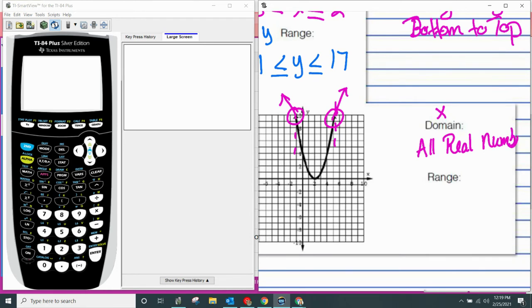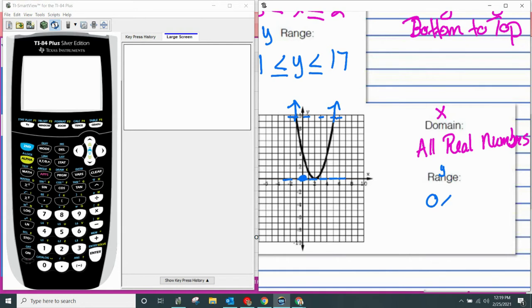All real numbers. Okay, so I'm going to erase a little bit so we can see where I made a mess here. Let's do our range. So range is y values. That's what we're looking for here. So I notice bottom to top, it sits right here. But if I try to box it in up top, that's not going to work. These arrows mean it's going to bust through. So I do have a smallest value at the bottom, and it's sitting right here at the origin, at the y value of 0.